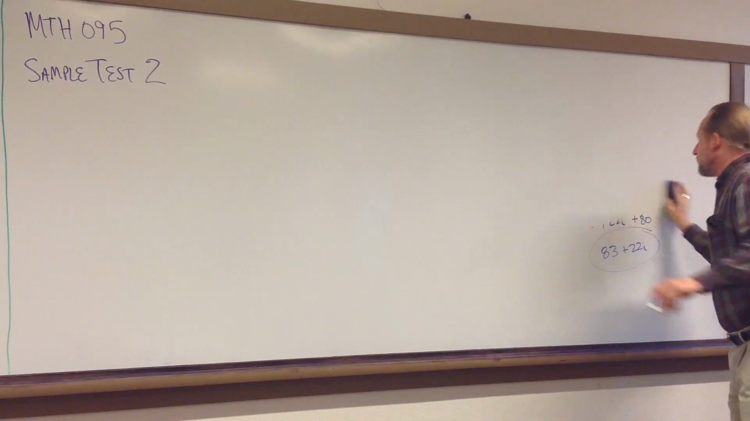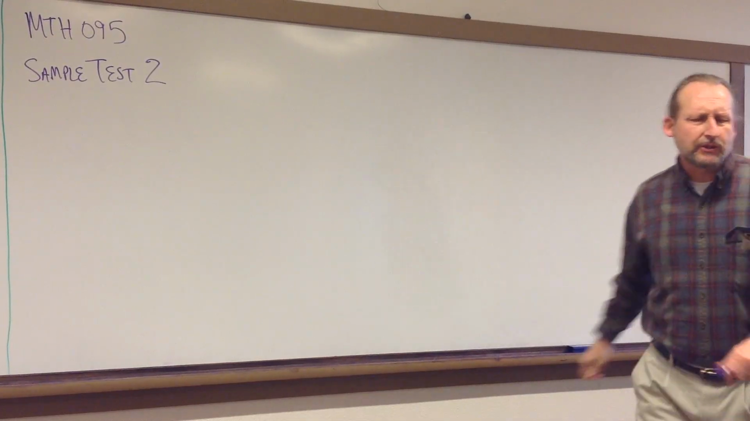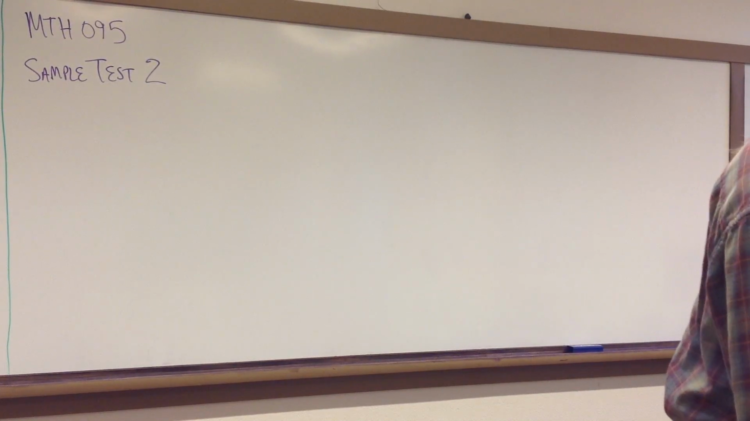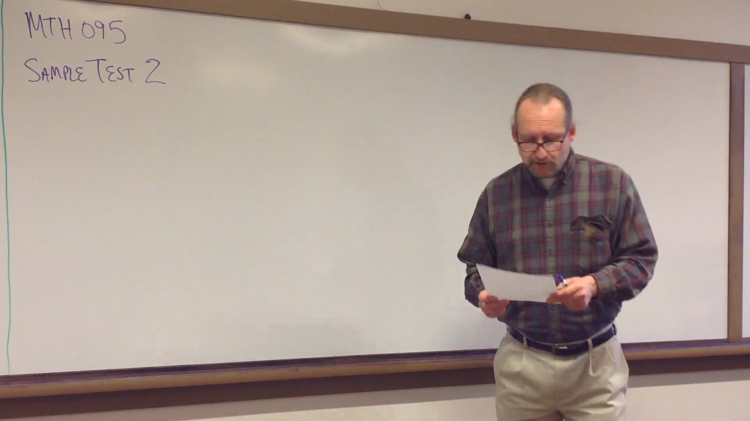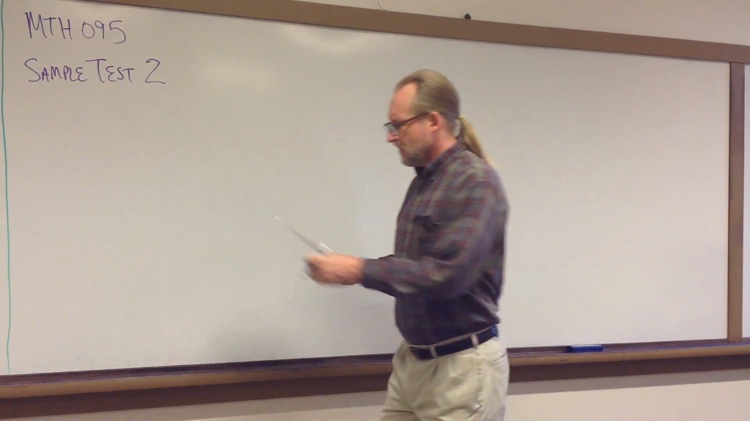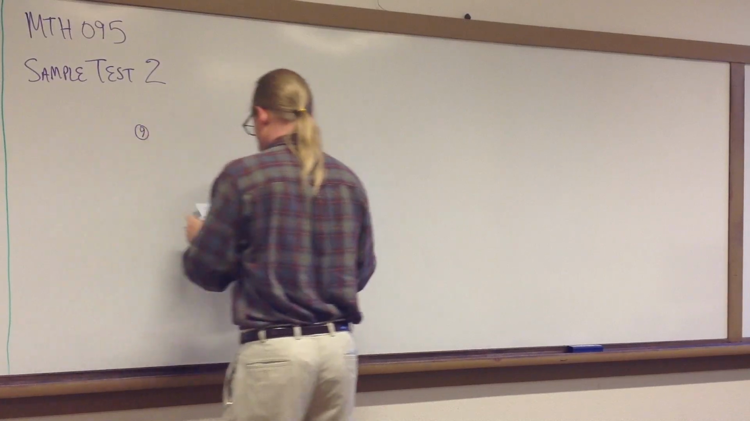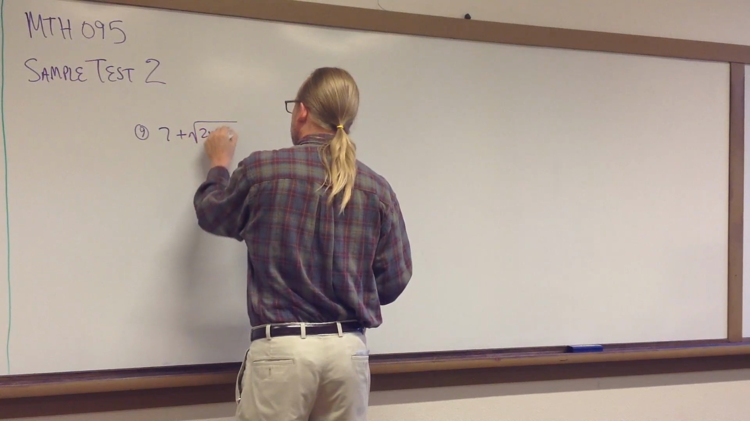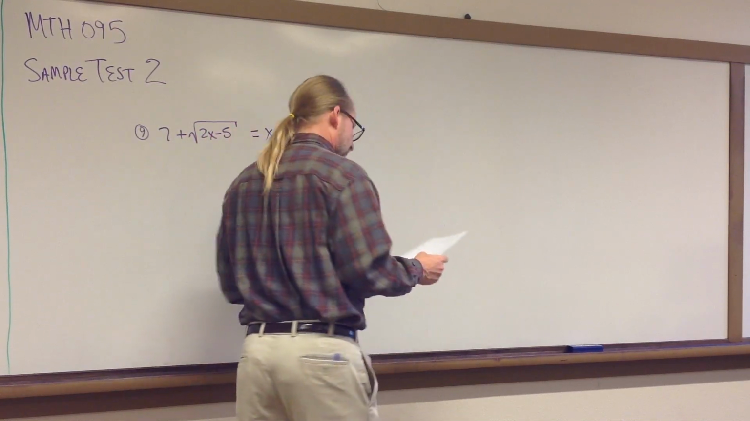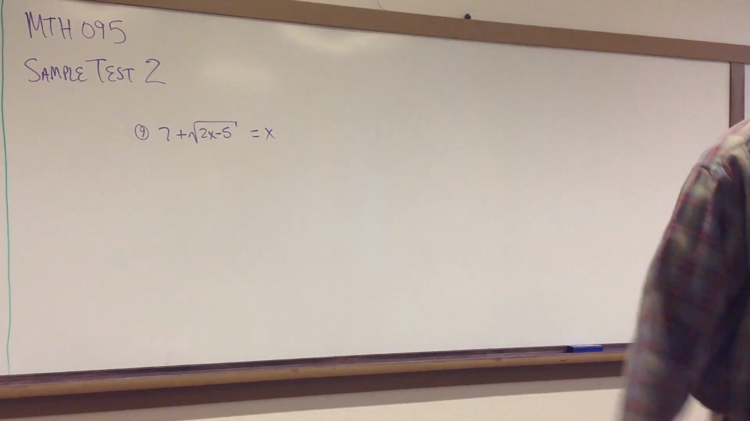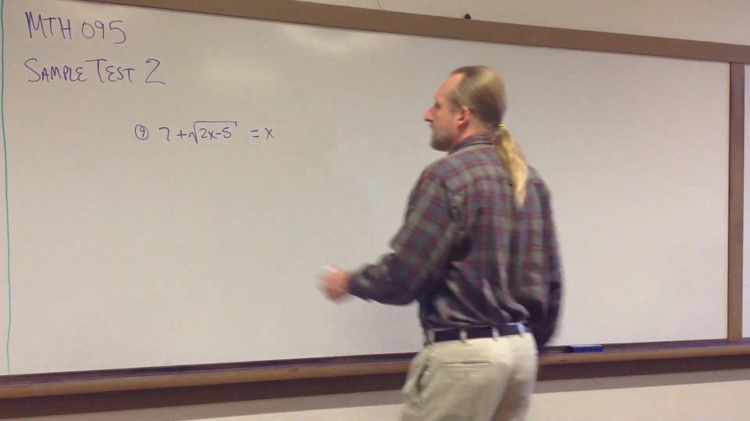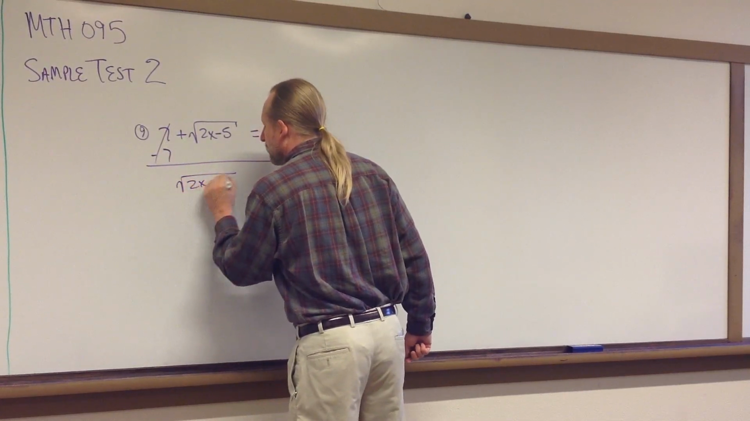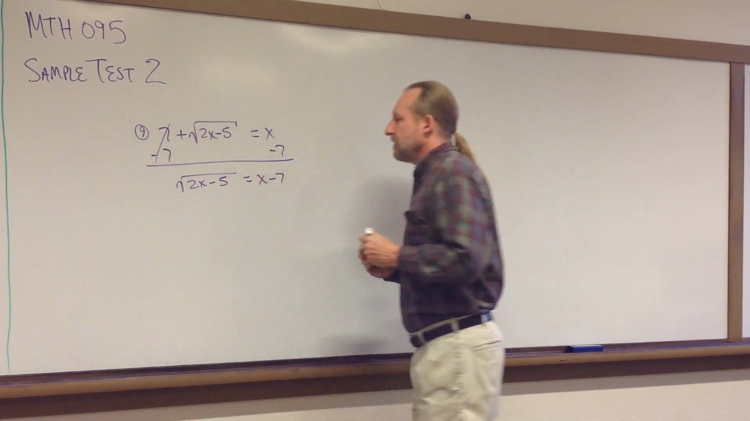Now on the last page here, you've got 3 equations to solve. The first one involves a square root or radical. Okay? So in problem 9, you've got 7 plus square root of 2x minus 5 equals x. So the first thing we want to do is get the square root by itself. So we're going to subtract 7 on both sides: square root of 2x minus 5 equals x minus 7.